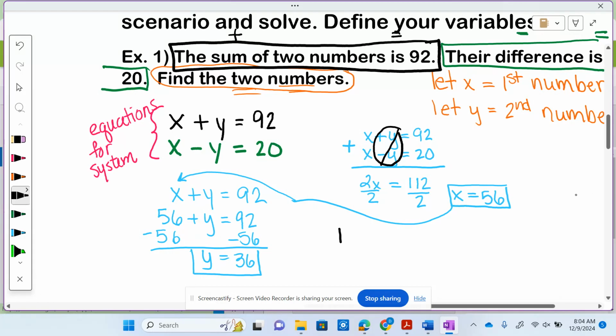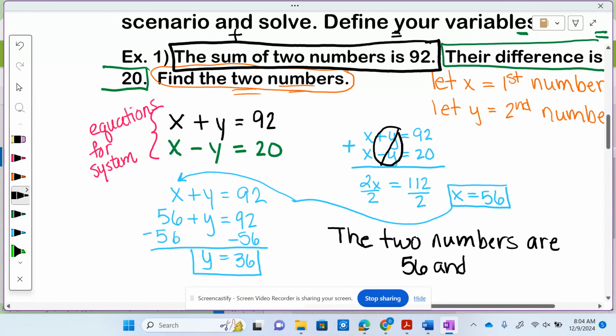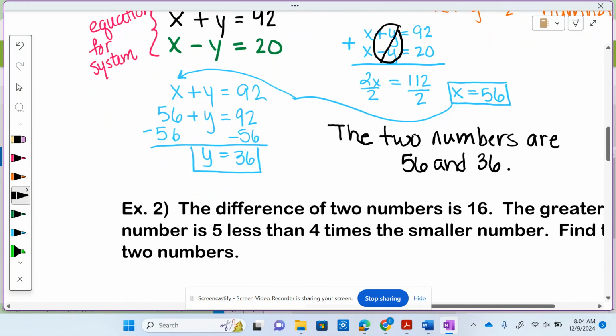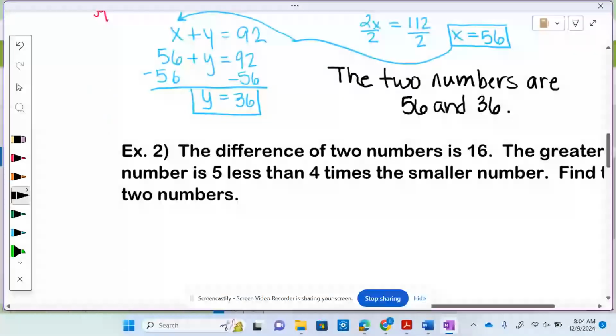So a word problem makes us have a word statement. The two numbers are 56 and 36. How do we feel about that? Good? Okay. Can we go to the next one?